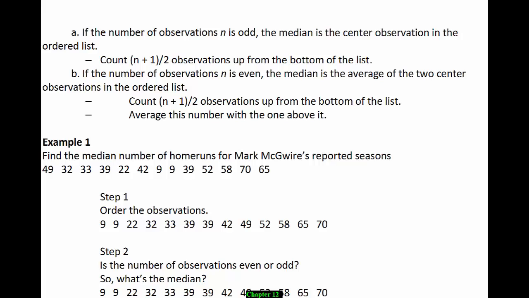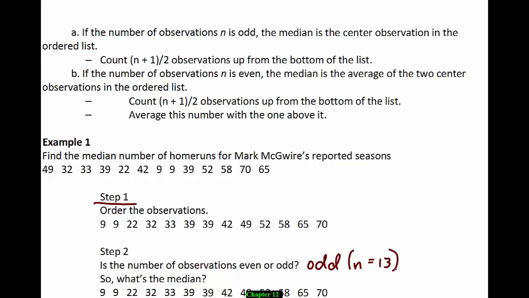We're going to take the average of the middle 2 values. Let's do an example. The first example we're working with is the distribution of home runs for Mark McGwire's reported seasons. Step 1 is to order the observations, and we've done that for you here. Step 2 is to determine whether the number of observations, that is the sample size, is even or odd. We have 1, 2, 3, 4, 5, 6, 7, 8, 9, 10, 11, 12, 13 observations. So we have an odd number of observations, n equals 13.